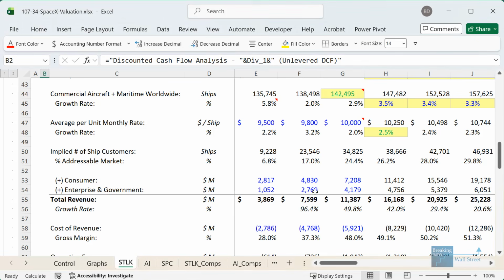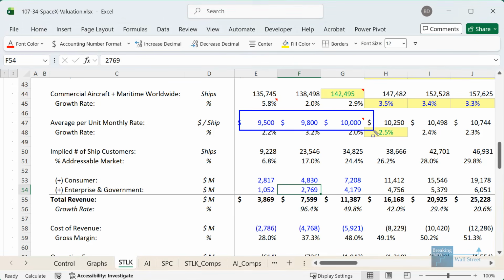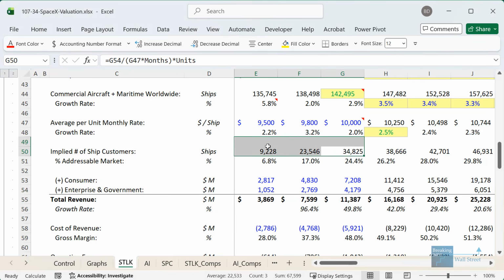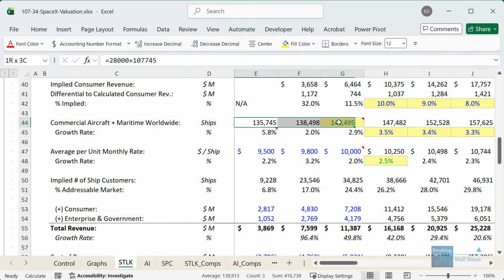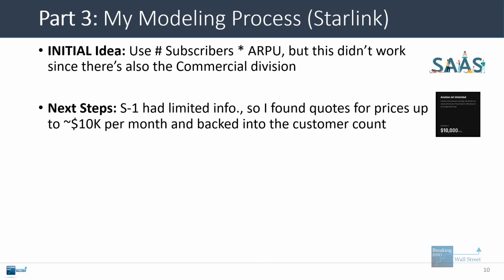I went back in and said, okay, let's say it's close to $10,000 per unit per month. What does that imply? And that gave us ship customers of around 25 to 35,000, which seemed pretty reasonable because by most estimates, there are about 100 to 150,000 ships worldwide, at least in the historical period. So that was my overall thought process here.